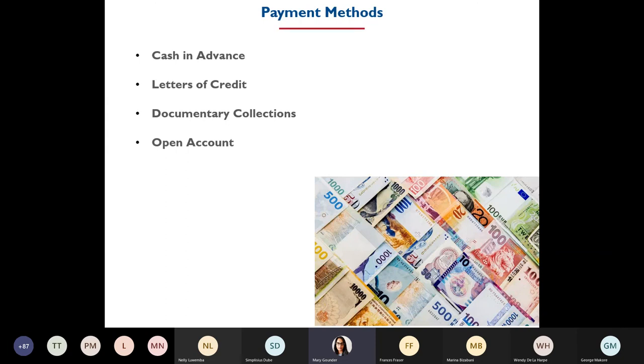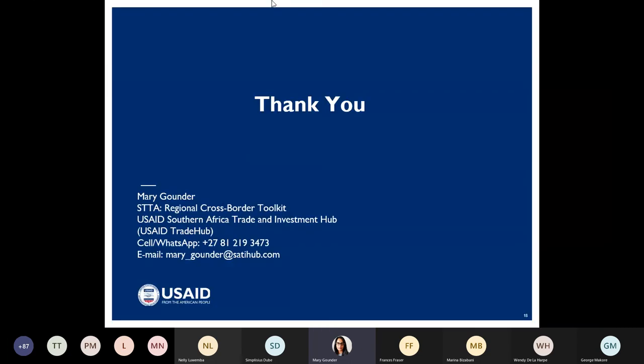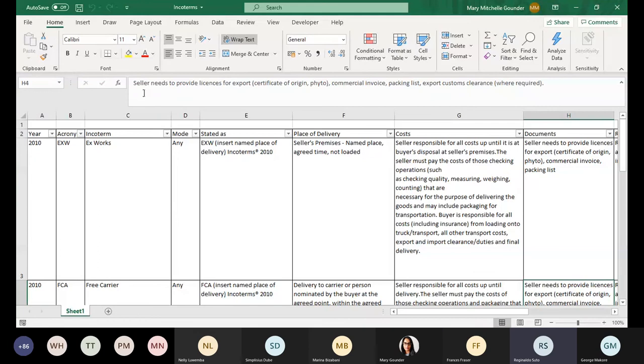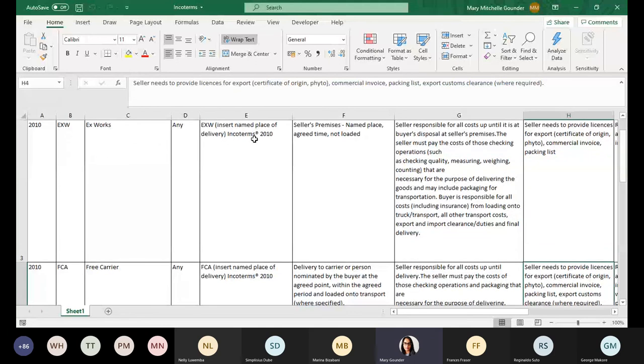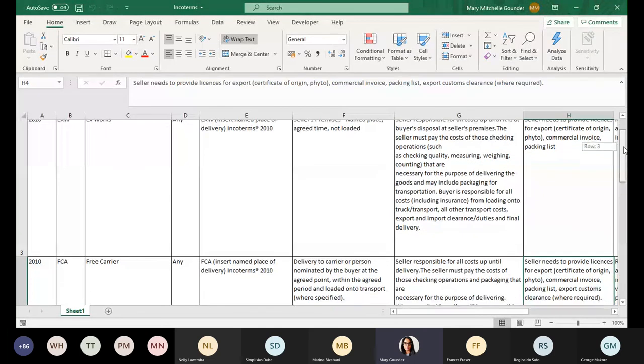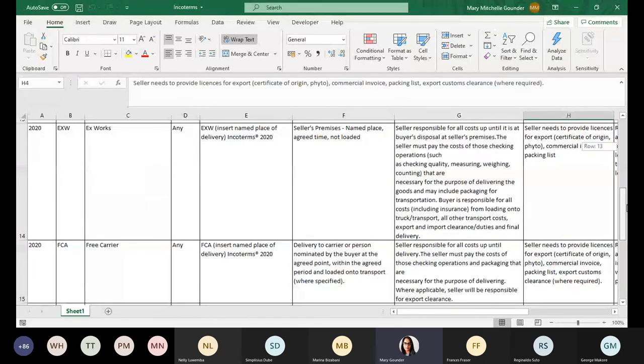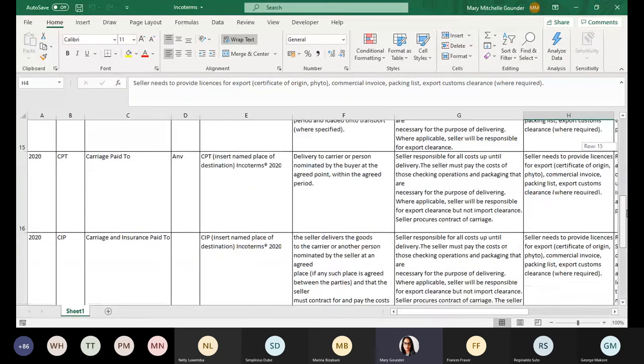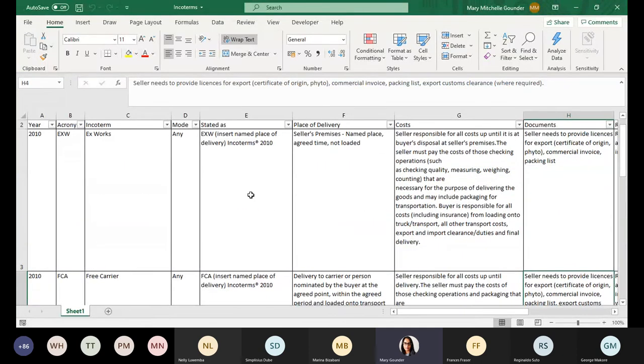So we've been through the contracts, how you set up your contract, the Incoterms, and your payment methods. I just want to change this to the Incoterms, which I've done. So here, what we've done is I've created an Excel sheet. So those 2010 and 2020 Incoterms that you saw in the presentation, I've gone through the Incoterm books. I've picked up all the main ideas that you need to know as buyers and sellers.